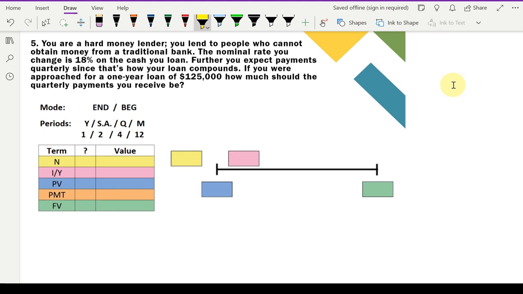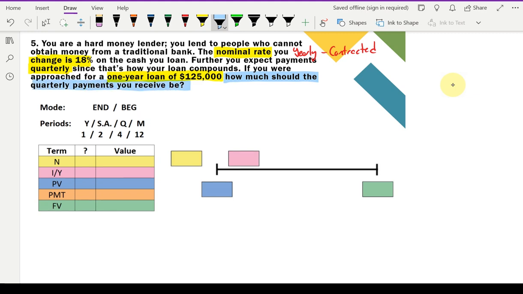You are a hard money lender and you lend to people who cannot obtain money from a traditional bank. The nominal rate. So when you see nominal rate, I just want to stop. Your brain should really think the yearly or contracted rate you charge is 18%. That's important. Let's highlight that. 18% on the cash you loan. Further, you expect payments quarterly since that's how your loan compounds. If you were approached for a 1-year loan of $125,000, how much should the quarterly payments you receive be?